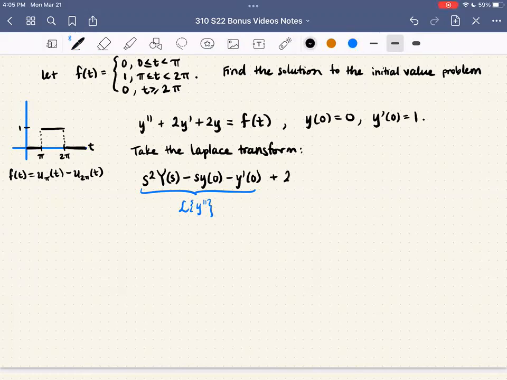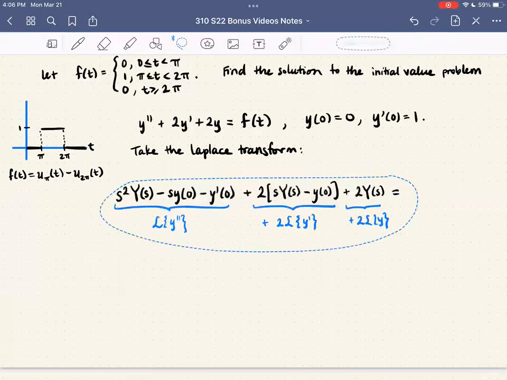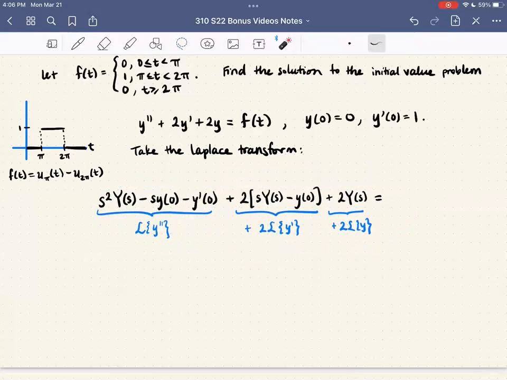Now we want to add 2 times the Laplace transform of y prime. That's going to be 2 times s Y of s minus y at 0. So this is plus 2 times the Laplace transform of y prime, plus 2 times the Laplace transform of y. Okay, that is equal to the Laplace transform of the right-hand side.